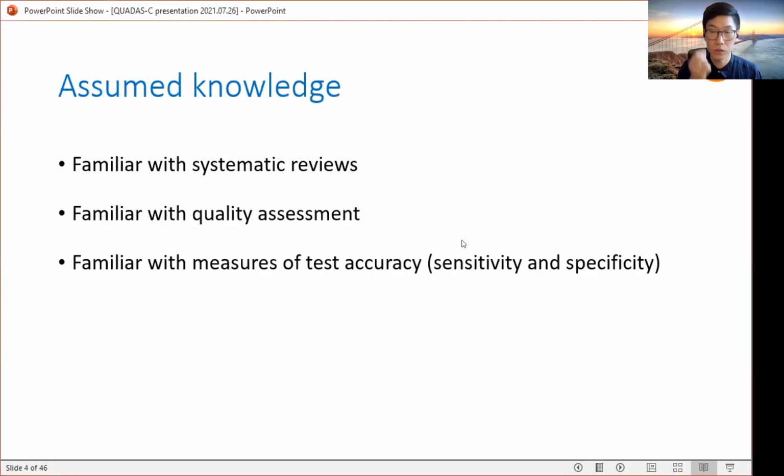So what I assumed for today's talk is quite basic. I assumed that you were familiar with systematic reviewing and how quality assessment normally goes in systematic reviews. I also assume that you're familiar with some measures of diagnostic accuracy, but we'll be only talking about sensitivity and specificity today.